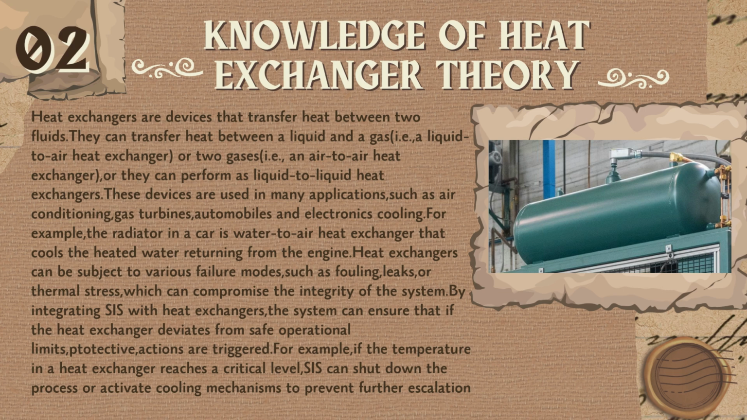For example, the radiator in a car is a water to air heat exchanger that cools the heated water returning from the engine. Heat exchangers can be subject to various failure modes, such as fouling, leaks, or thermal stress, which can compromise the integrity of the system. By integrating SIS with heat exchangers, the system can ensure that if the heat exchanger deviates from its operational limits, protective actions are triggered. For example, if the temperature in a heat exchanger reaches a critical level, SIS can shut down the process and activate a cooling mechanism to prevent further escalation.